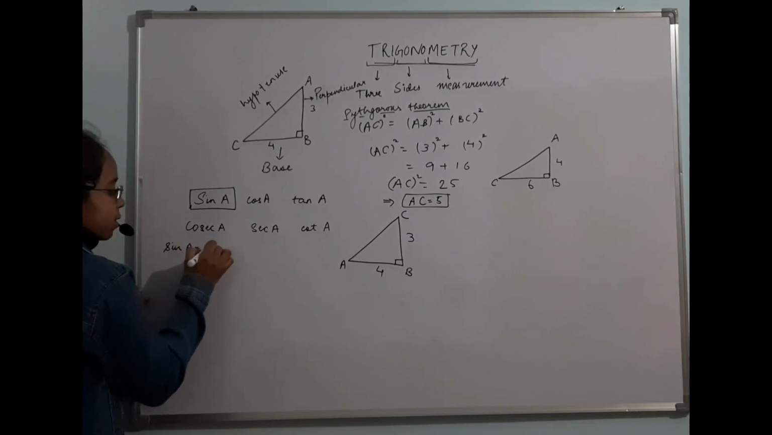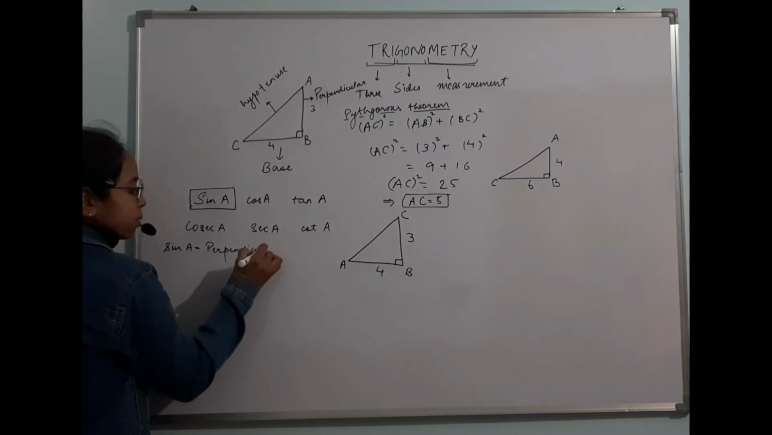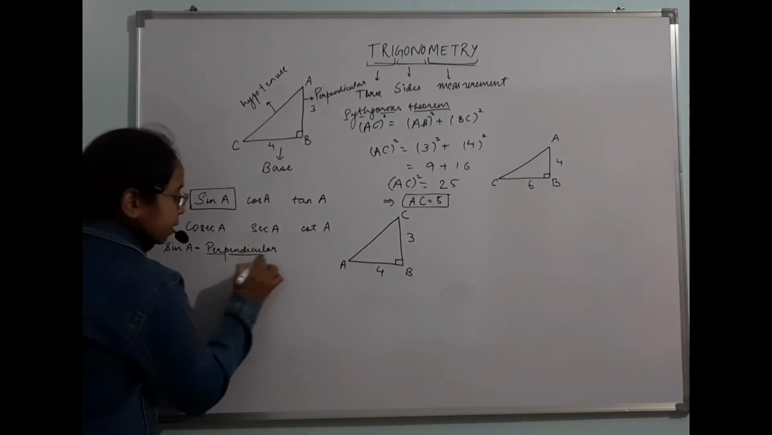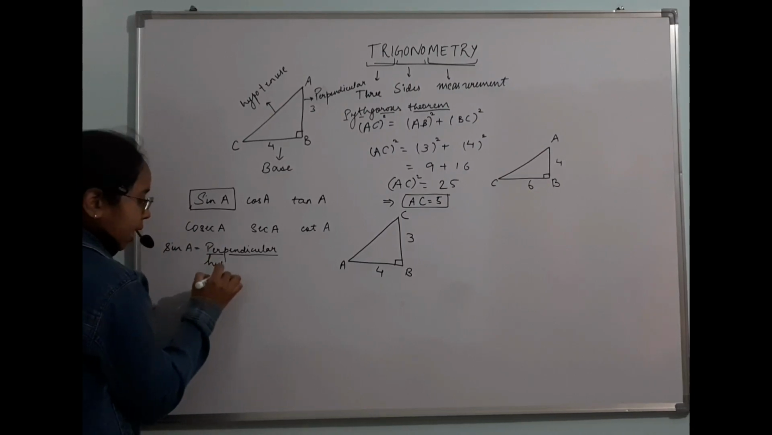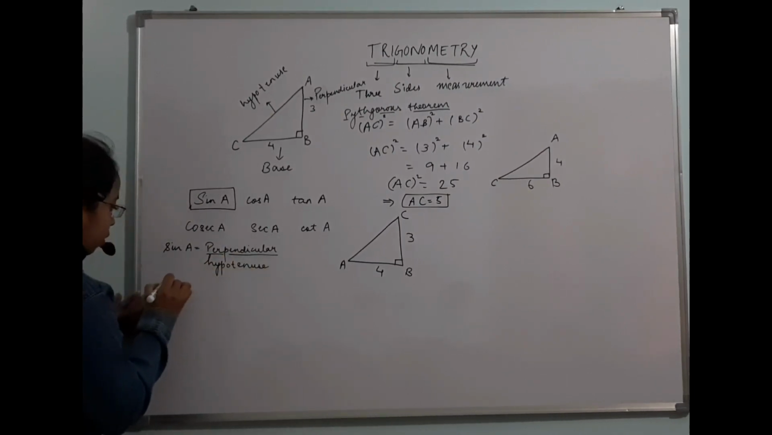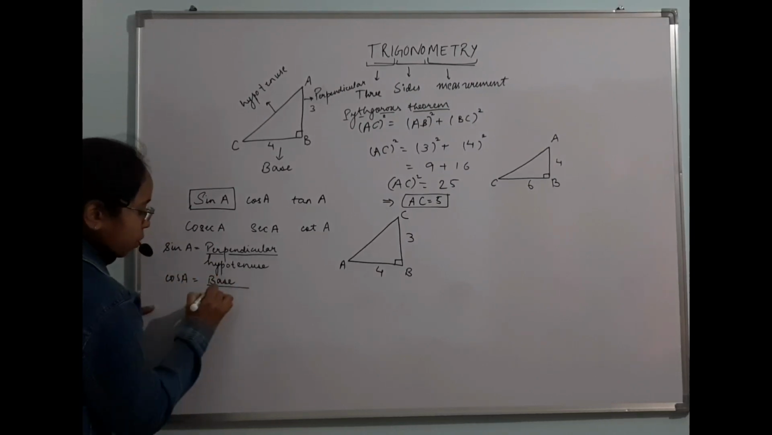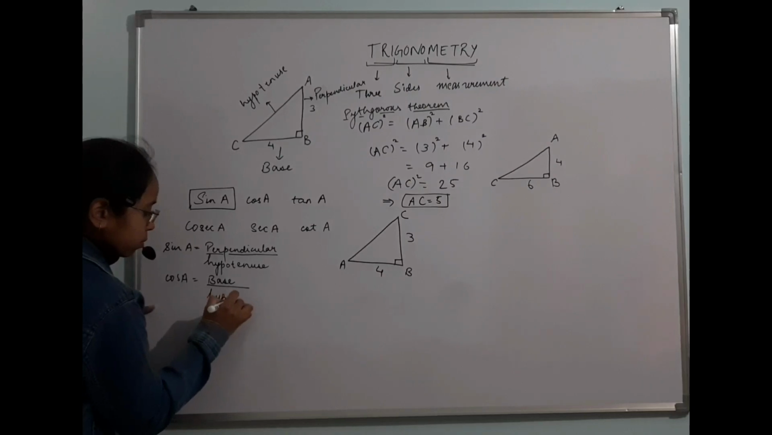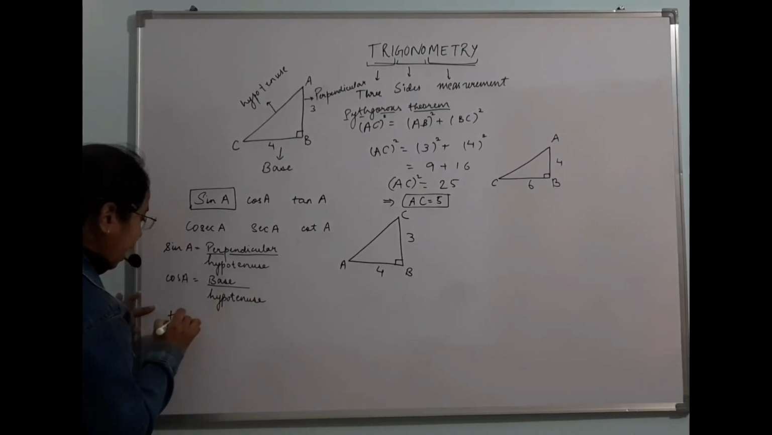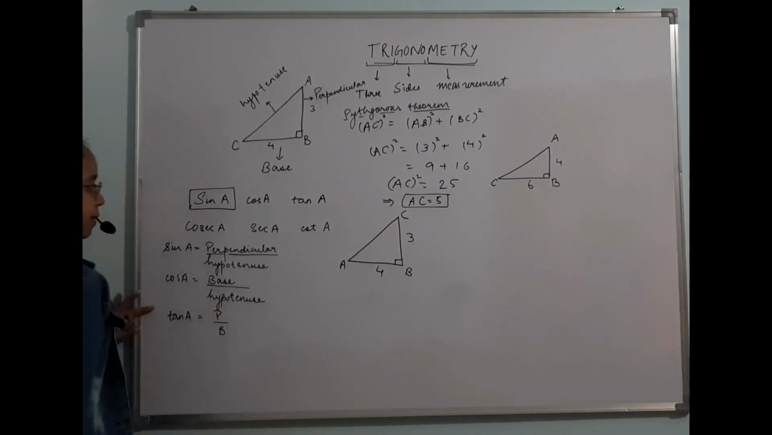Sine of A is perpendicular side of triangle with respect to angle A divided by hypotenuse. Cos of angle A is base upon hypotenuse, and tan of angle A is perpendicular upon base.